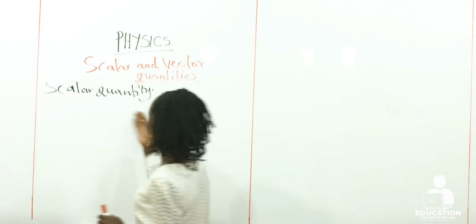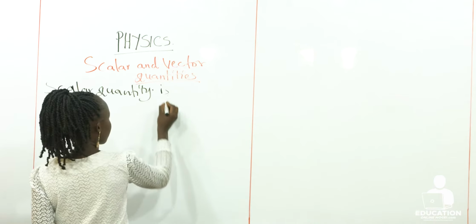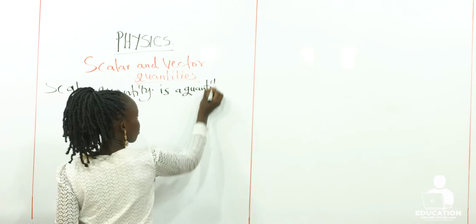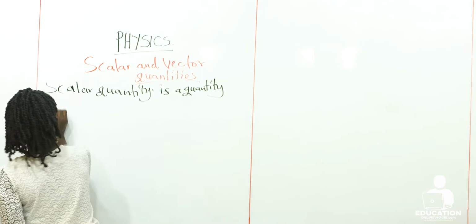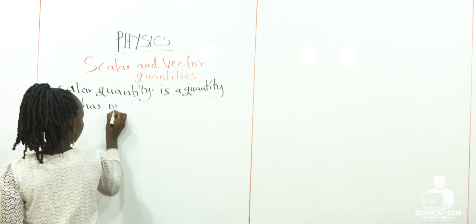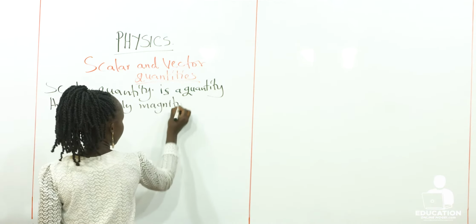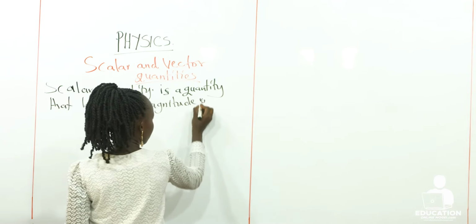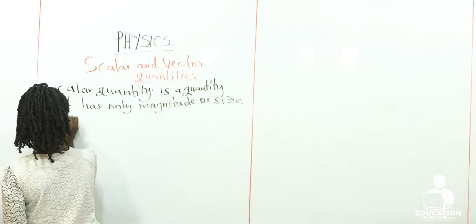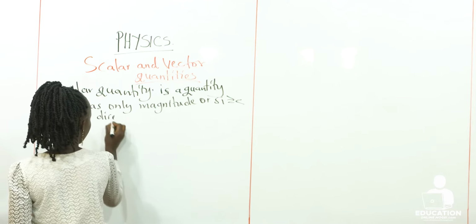So we have: a scalar quantity is a quantity that has only magnitude, or size, without direction.